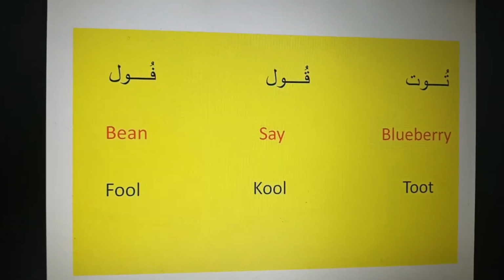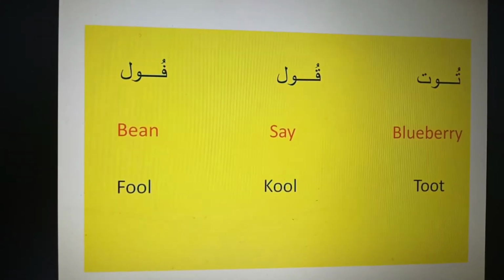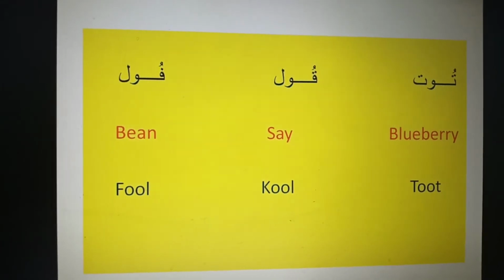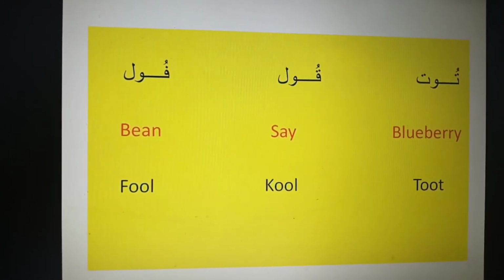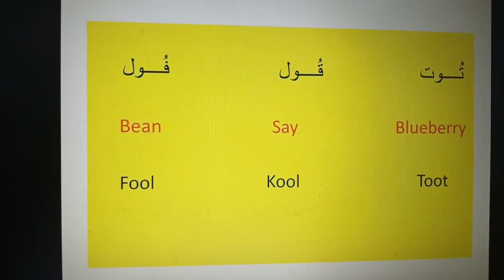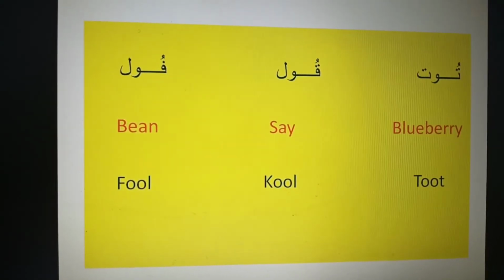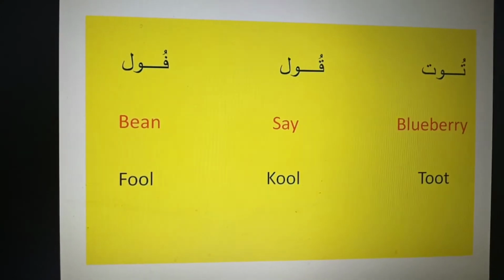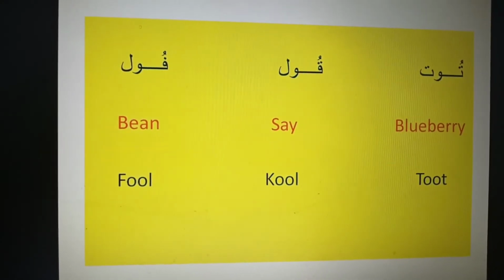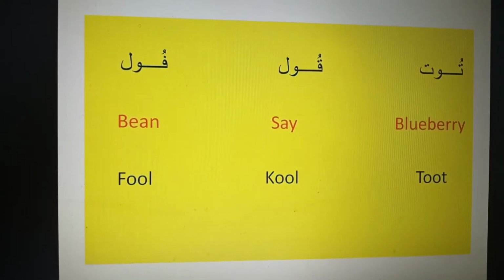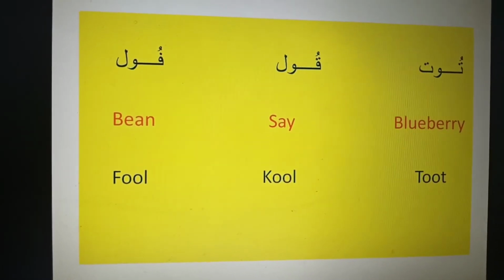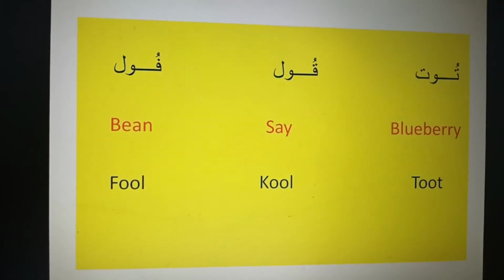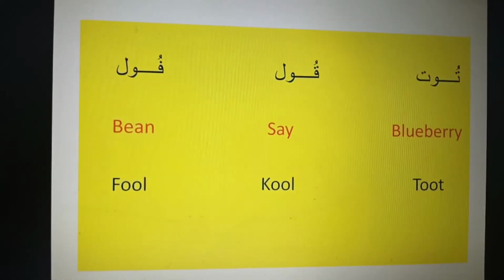And the same for qul, and qul means say. You can see here the first letter is K, qaf stands for K, and it has Dhamma on it, so we added O for the short vowel Dhamma, and then we have Waw, so we added the letter Waw, so we're in the middle, so we added another O, and then the last letter is Lam, which stands for L. The same goes for fool.